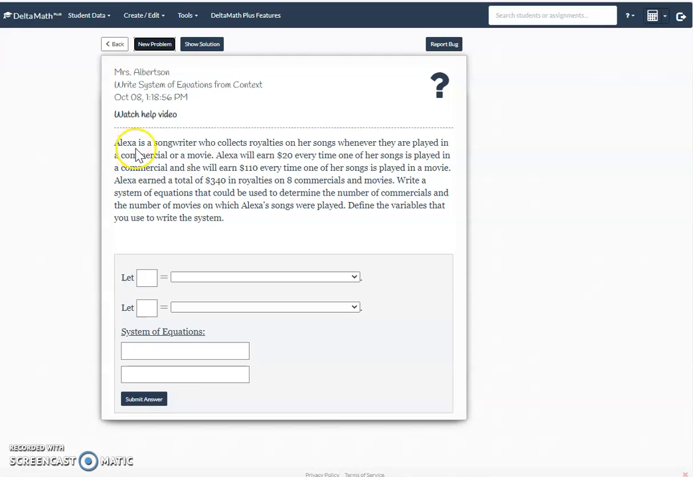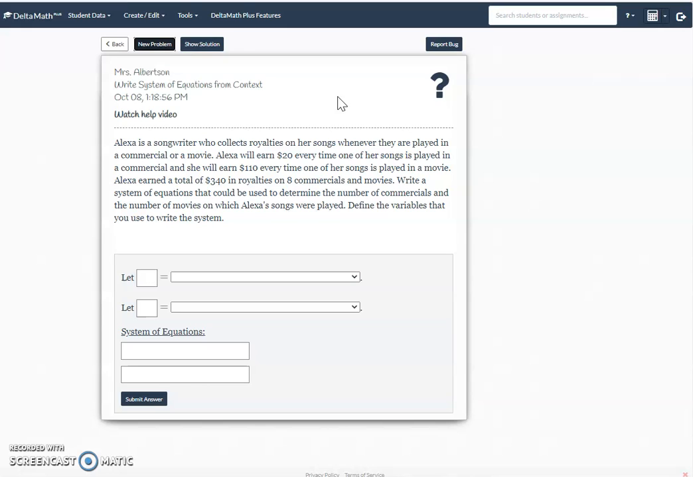Okay. Alexa is a songwriter who collects royalties on her songs whenever they're played in a commercial or a video. She'll earn $20 every time one of her songs is played in a commercial and $110 every time one of her songs is played in a movie. She earned a total of $340 on 8 commercials and movies.